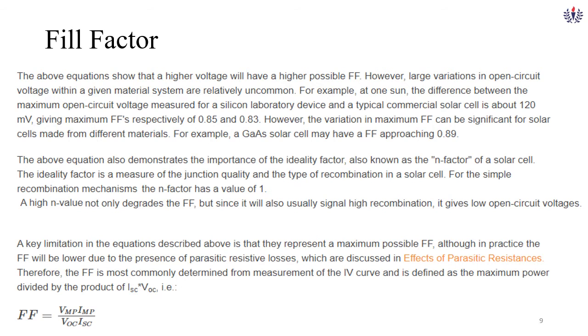For example, at 1 sun, the difference between the maximum open circuit voltage measured for a silicon laboratory device and a typical commercial solar cell is about 120 millivolts, giving maximum fill factors of 0.85 and 0.83 respectively. However, the variation in maximum fill factor can be significant for solar cells made from different materials. For example, a gallium arsenide solar cell may have a fill factor approaching 0.89.